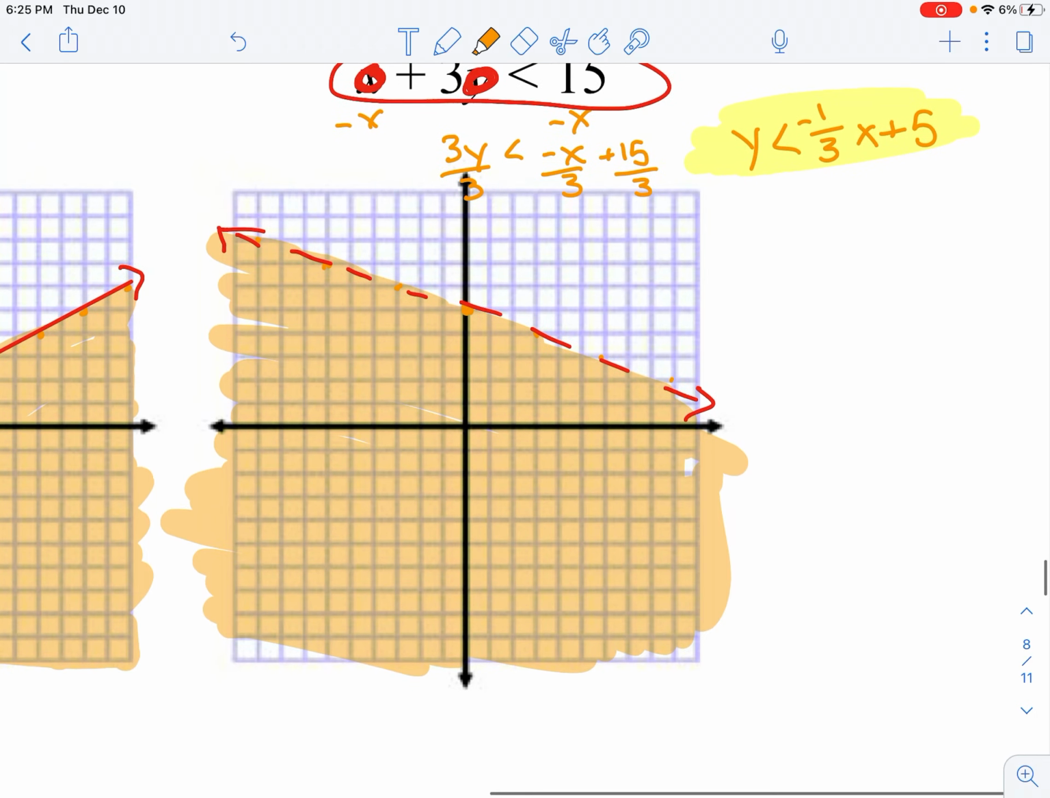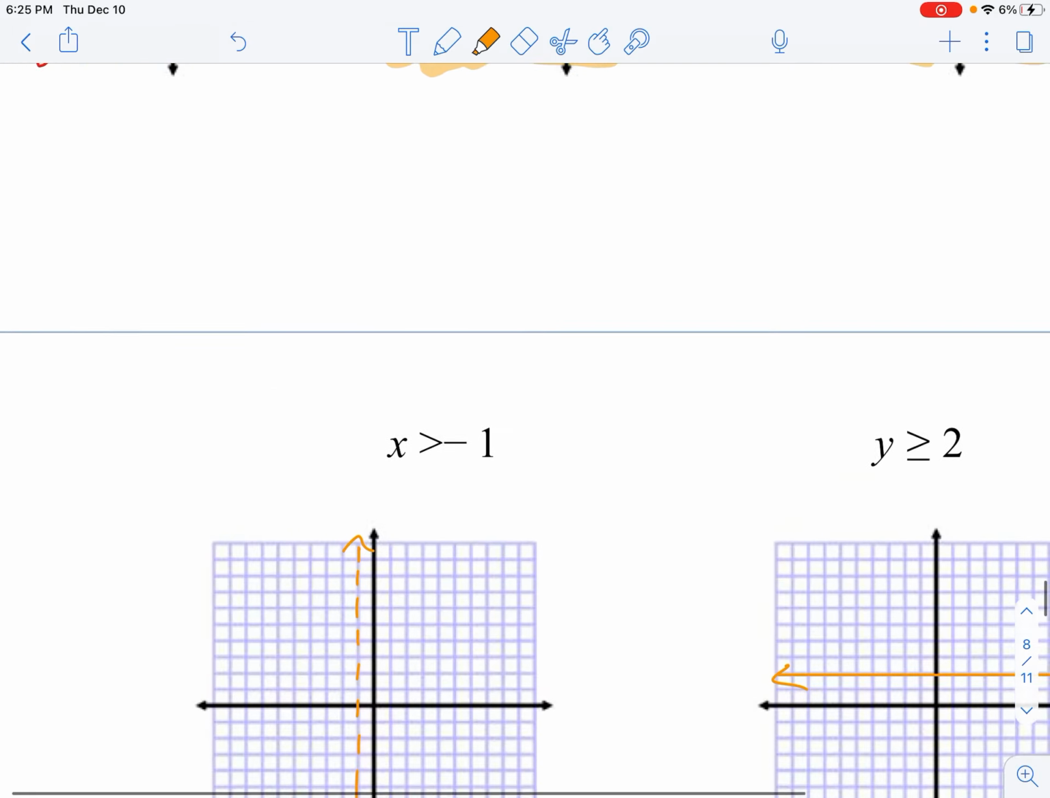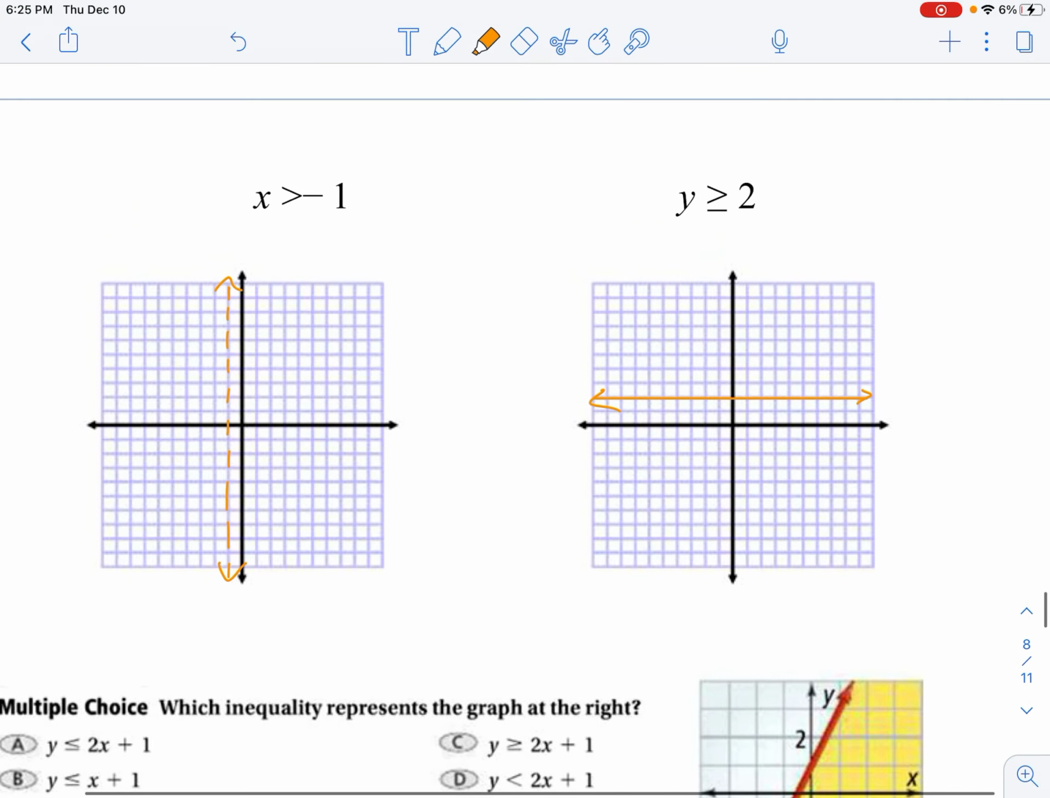There we go. I think we're going to move on to the next page here. Okay, here we go.